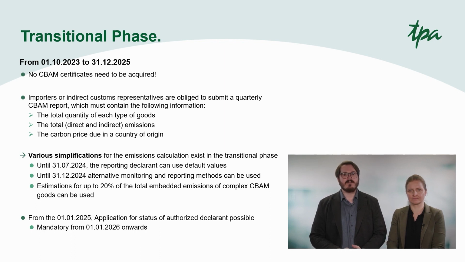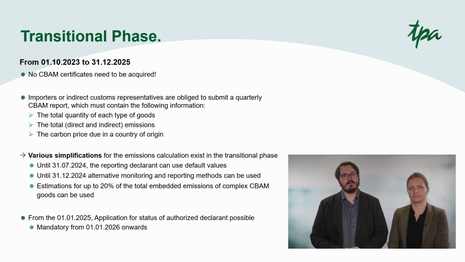The CBAM report must contain the following information in particular: the total quantity of each type of goods expressed in megawatt hours for electricity and in tons for other goods, specified for each installation producing the goods in the country of origin, the total direct and indirect emissions in tons of CO2 emissions per unit of goods, and the carbon price due in the country of origin for the emissions associated with the imported goods, taking into account any available export refund or other form of compensation.